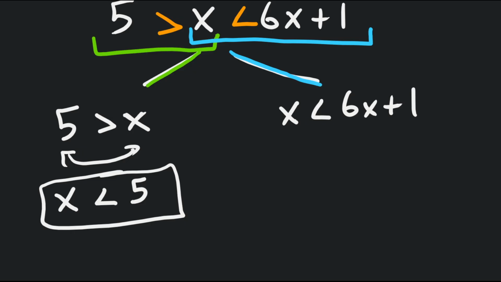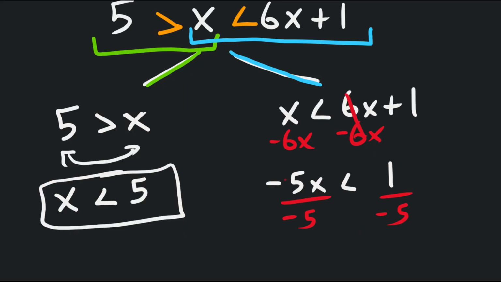And now let's go ahead and move on to this inequality on the right, and let's solve for x. Very similar to the simple inequality we started with at the beginning of the video. We'll just subtract 6x from both sides, and that's negative 5x is less than 1. And then to finally solve for x, you divide both sides by negative 5. Since we're dividing both sides by a negative number, don't forget to flip the inequality from a less than to a greater than. So greater than negative 1/5.